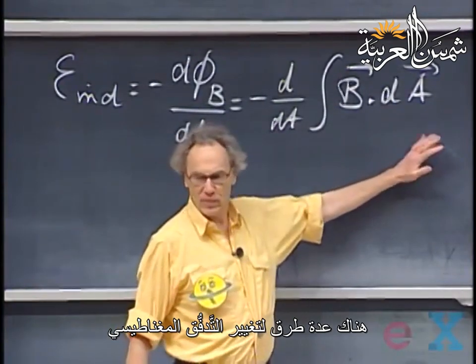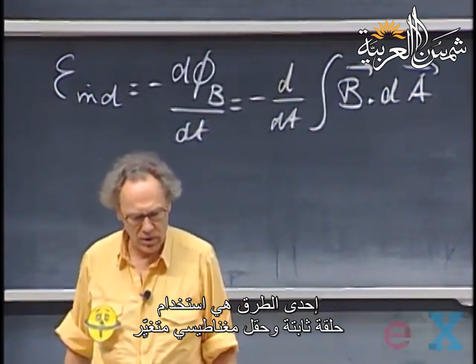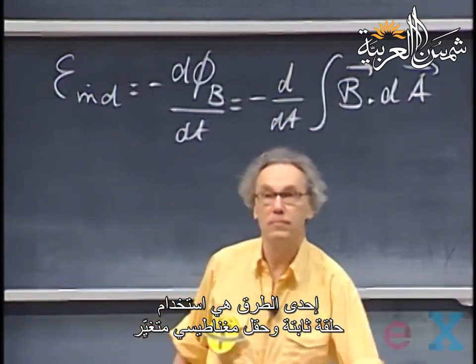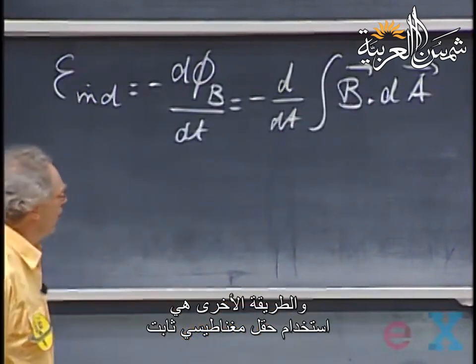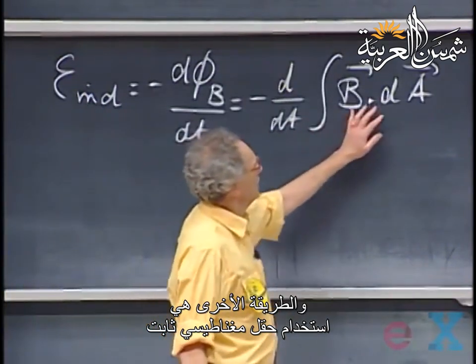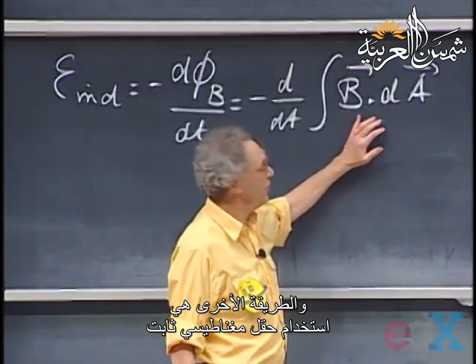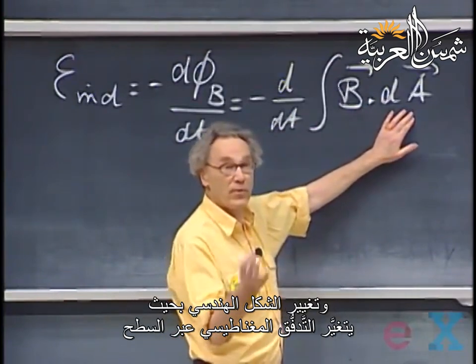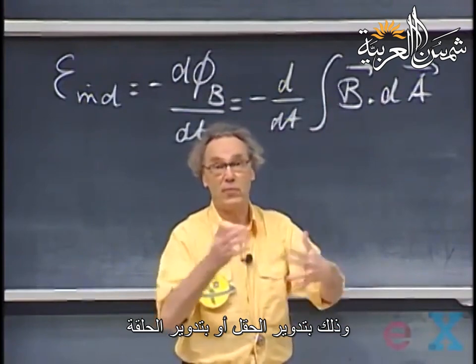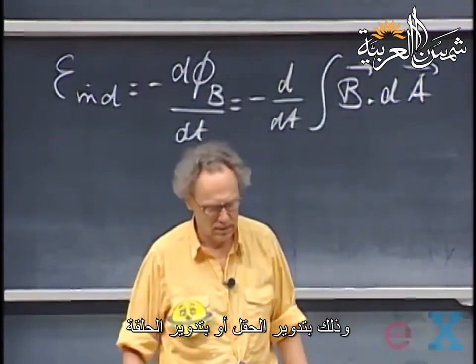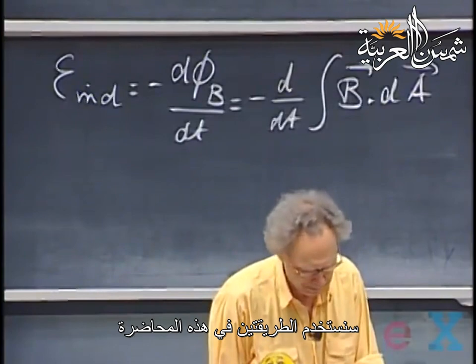You can think of many ways of changing the magnetic flux. One way is a stationary loop, and having a changing magnetic field. Another way is having B constant, but changing the geometry so that the magnetic flux is changing through the surface. You rotate it around or you move things around. Let's look at both today.